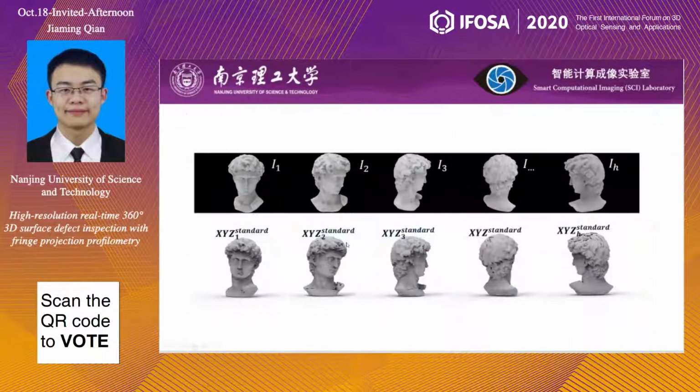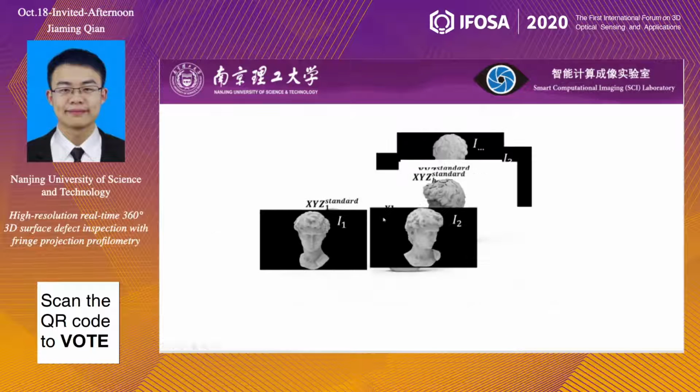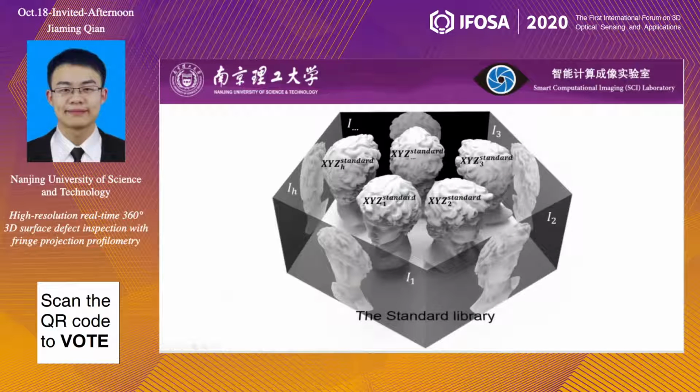We assume that there are a total of H effective registration elements. Then we rotate the scanned standard model to the original pose of each 2D image. And we store these 2D images and these rotated standard models as the standard library.